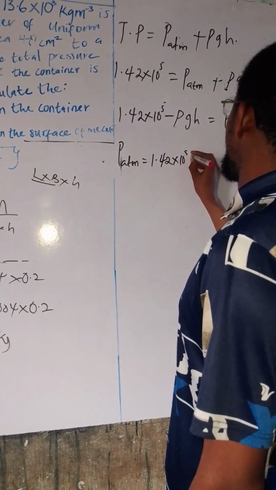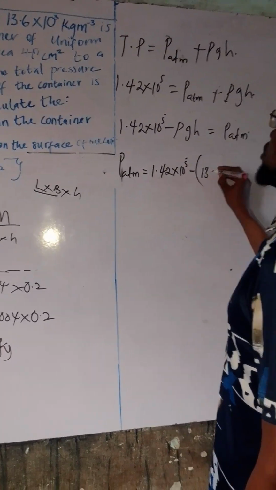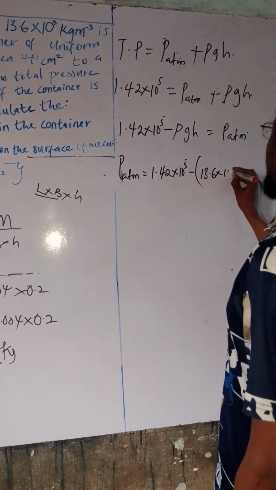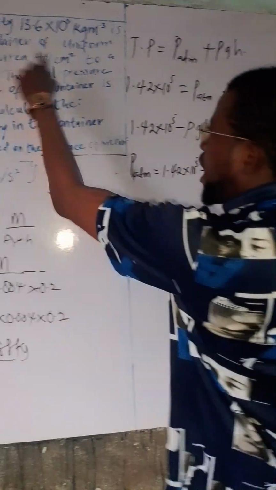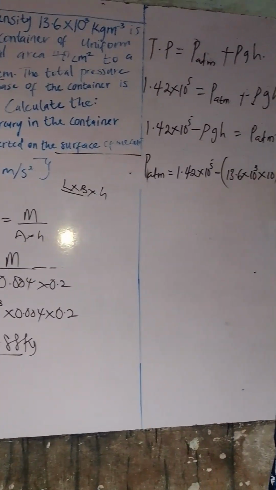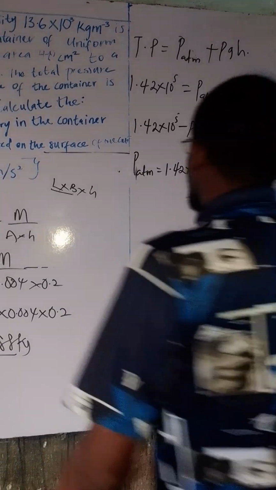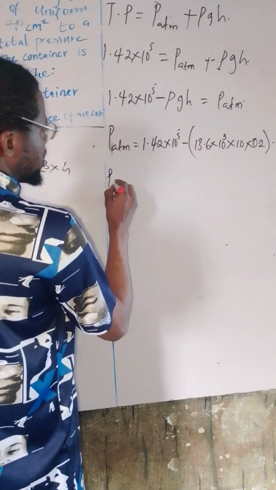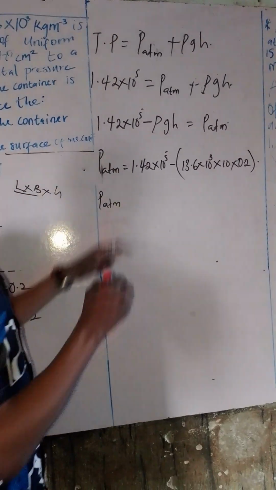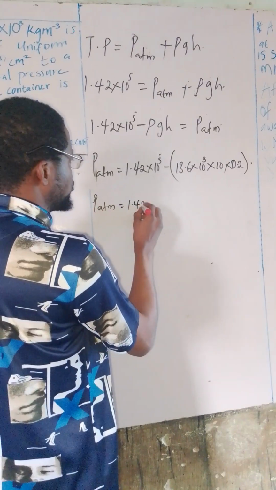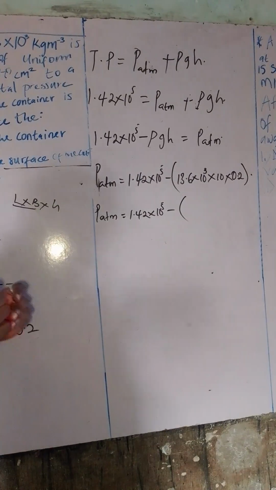Therefore, our atmospheric pressure is equal to 1.42 times 10 raised to the power 5 minus, open bracket, our density is 13.6 times 10 raised to the power 3, our acceleration due to gravity is 10, and our height, I think we have calculated for height, is 0.2. So let us multiply everything here together now. So atmospheric pressure, or pressure acting on the surface, is equal to 1.42 times 10 raised to the power 5 minus, okay, let's go for everything in the bracket now.